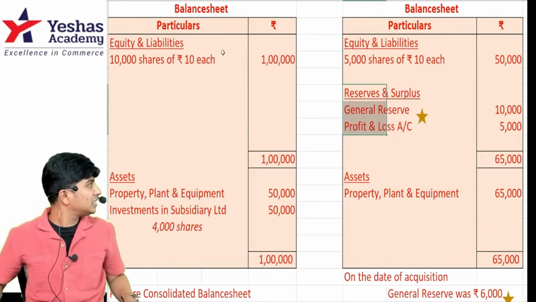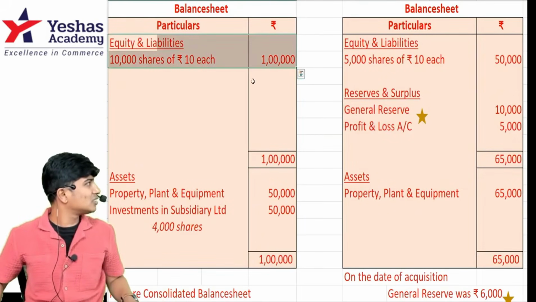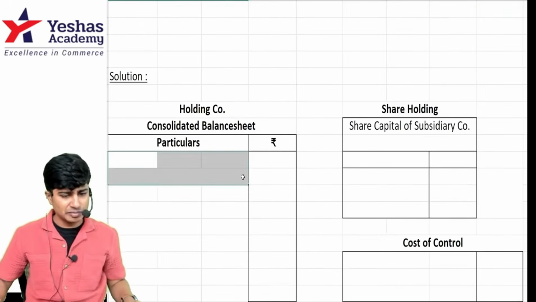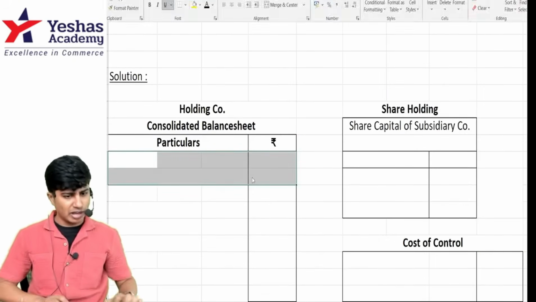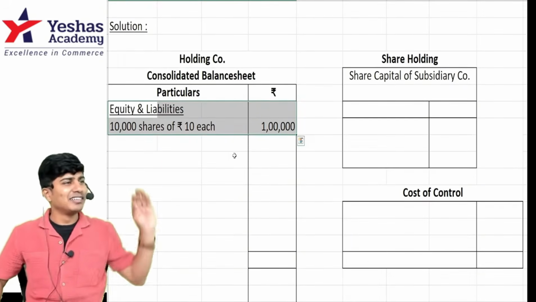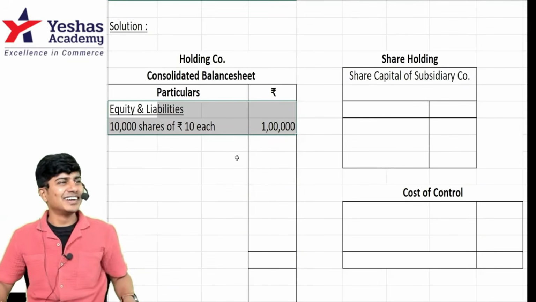Focus. Equity share capital, 10,000 shares of rupee 10 each. Our capital, I'll write in our consolidated balance sheet. This I don't think you have any doubt. This is again one favorite item. No adjustment. As it is you take and then write.